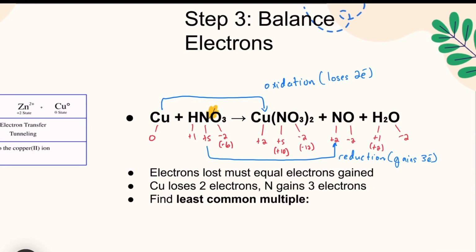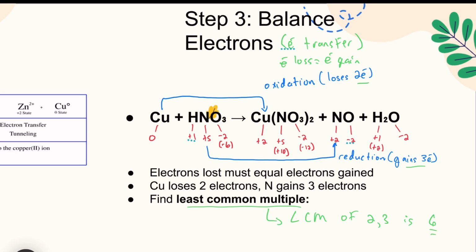The next thing we're going to do is balance the electrons, or I could say the electron transfer. What we mean is that the electron loss has to equal the electron gain. The way we're going to do that is we're going to find the least common multiple between the amount lost and the amount gained. In this case, the LCM of 2 and 3 is 6.